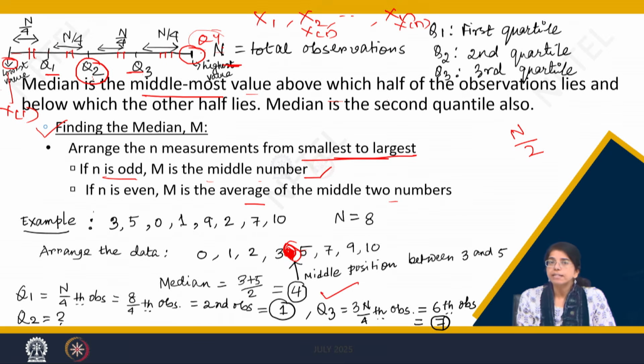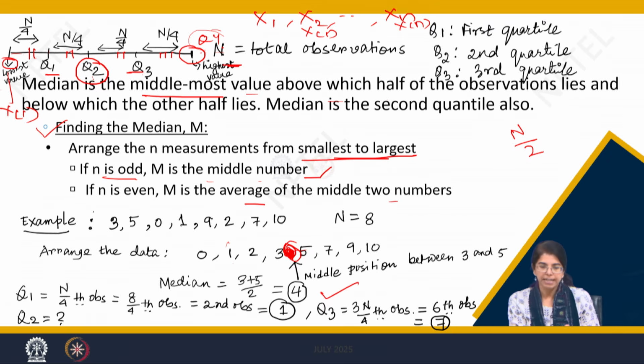If I ask you what is the first quartile, look at the picture. First quartile Q1 means below Q1 there will be n by 4 observations, and above Q1 there will be 3n by 4 observations. So, n is your total number of observations, which is 8. 8 divided by 4 is 2. So, n by 4th observation, which one is the second observation? That will be your first quartile, right? The second observation in this arranged sequence 0, 1 is 1. So, 1 is your Q1.